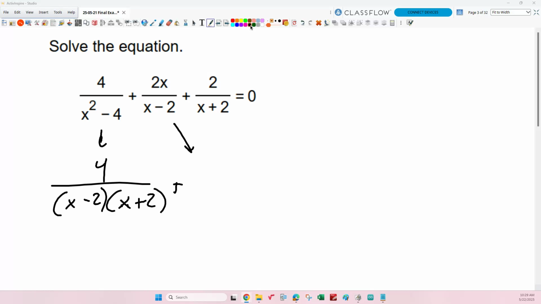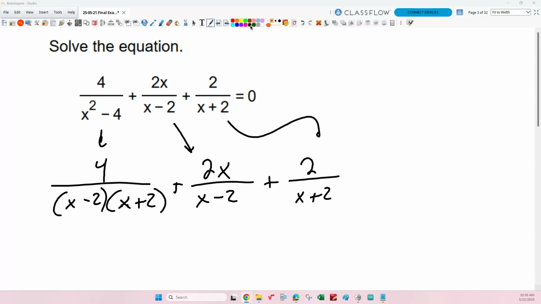plus 2x over x minus 2 plus 2 over x plus 2 equals 0.